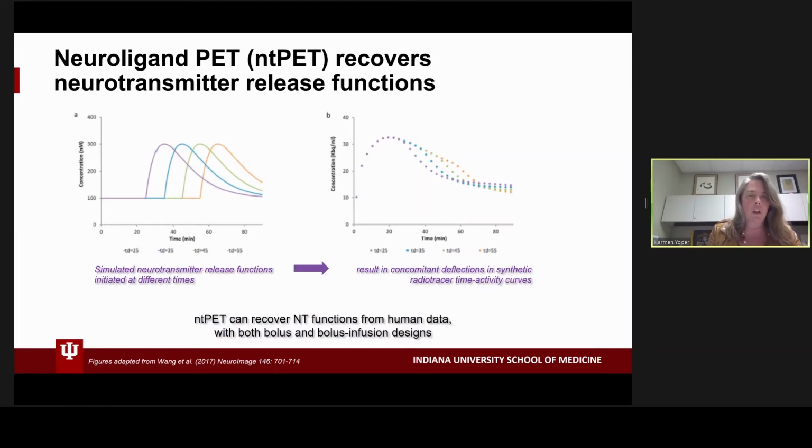And Evan Morris and Kelly Cosgrove have already done some initial work with this in human data. And what they've been able to show is that there are sex differences in both the temporal and spatial functions of dopamine release specifically in response to smoking cigarettes.